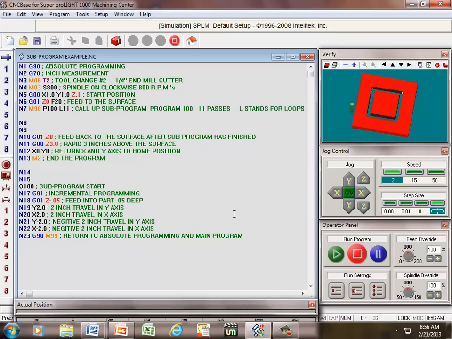Once it does that, we come back up here to where the line under the M98, we feed back to the surface of zero. Then under line 11, we're going to rapid 3 inches above the surface. Line 12 takes X and Y home, and line 13 ends your program.